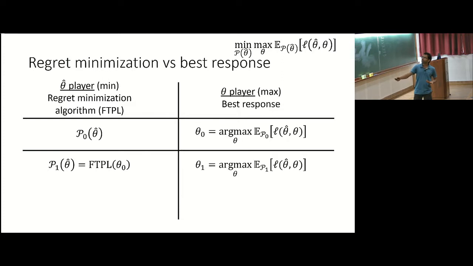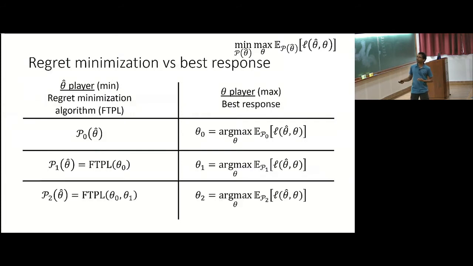In the next step, the estimator is given by the follow the perturbed leader algorithm when I'm given the samples drawn from theta 0. And then theta 1 is again best response, meaning that it again picks the maximum with respect to P1. So we had P0 here, theta 0 is the max for P0. P1 did a FTPL on theta 0, and theta 1 is a maximizer over P1. And then P2 is FTPL by taking theta 0 and theta 1. And then theta 2 is the maximizer for P2.